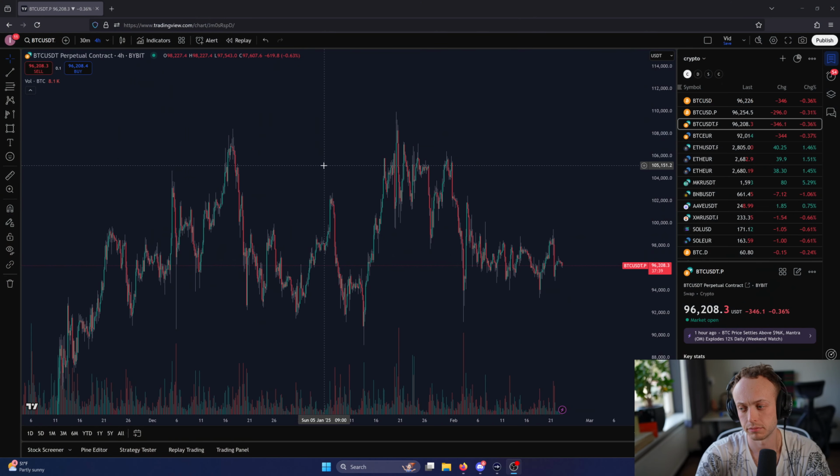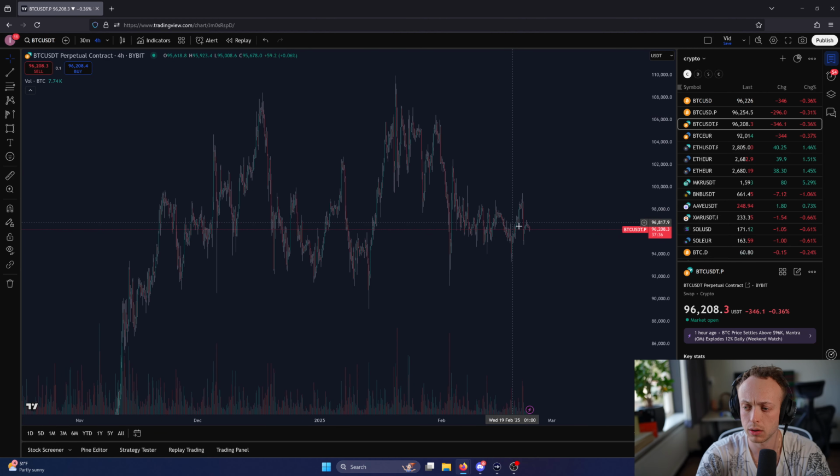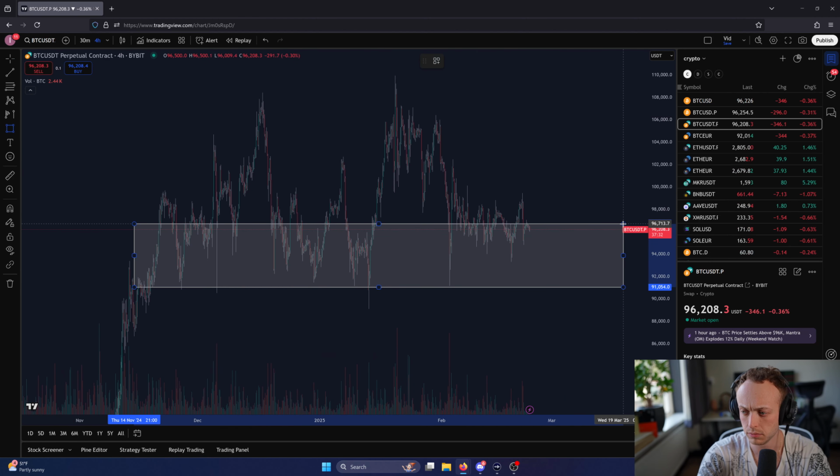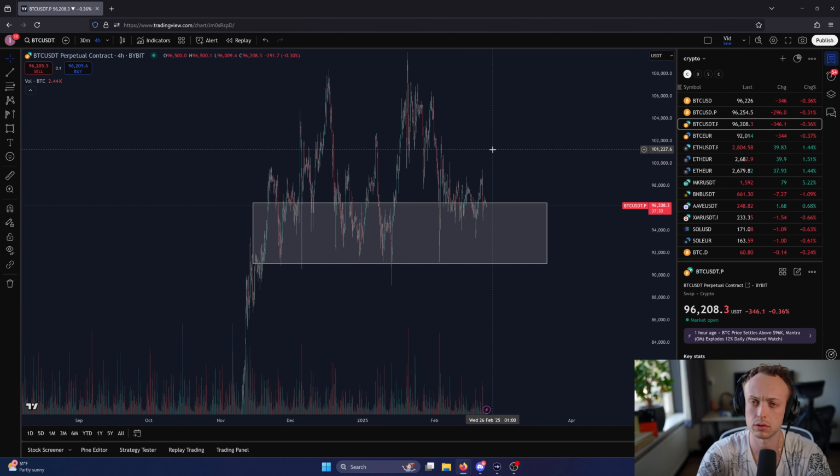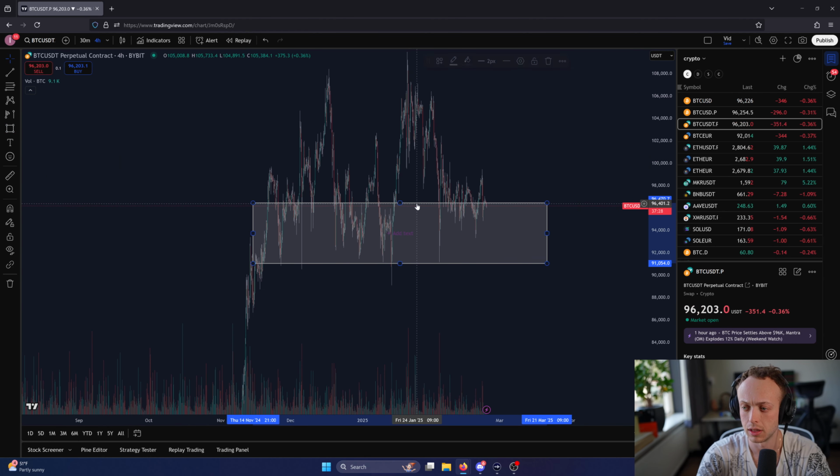I'm looking at these levels for both a long and a short on Bitcoin and Ethereum. Let's go to the charts. So Bitcoin on the 4 hour, we are still a little bit on the downside. We're still in this area. So the long has the favor to play.